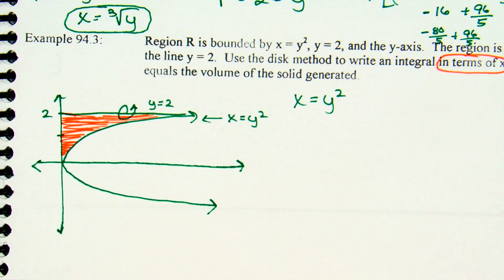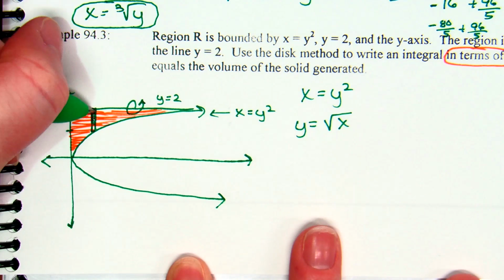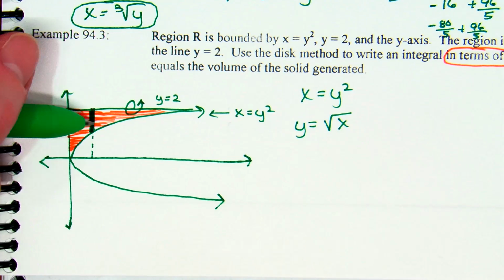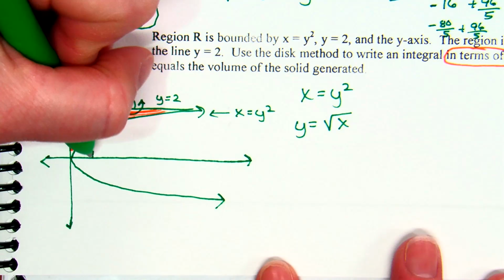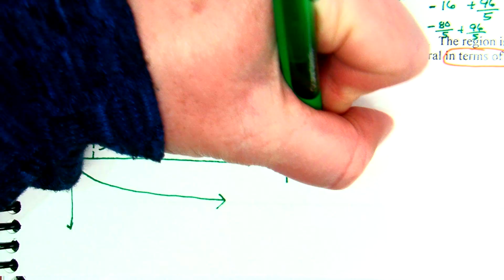Now, because we are rotating this, this means our disk that we're rotating is a vertical disk, right? And this vertical disk now, what we're looking at is our y distance, because we're going in relation to the x-axis, and so this vertical distance is a y. So when we work to find our radius that we are rotating.